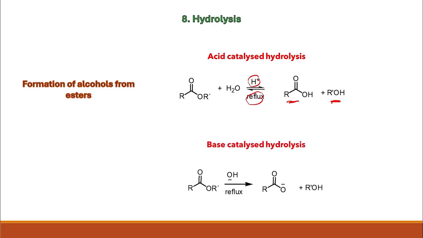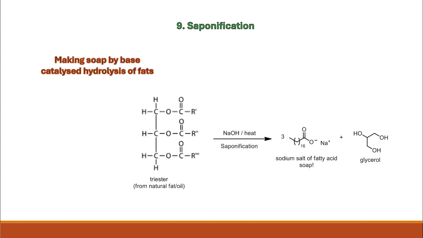We also have the base catalyzed hydrolysis, when instead of using water and an acid, you use an OH minus, and then this is going to give you the salt of the acid and then the alcohol. Remember that saponification is a specific type of base catalyzed hydrolysis, and this is used to make soap. This is the triester of glycerol, a fatty acid glycerol triester, and this comes from natural fat or oil. This is very, very common in your exam, by the way.